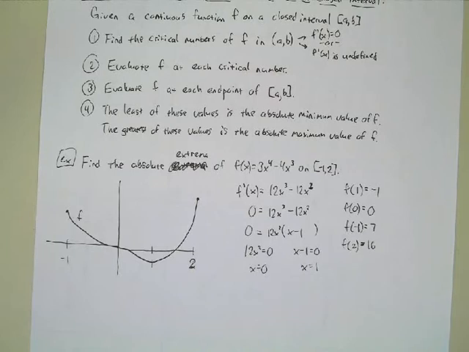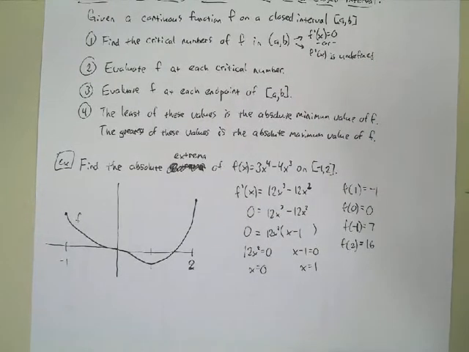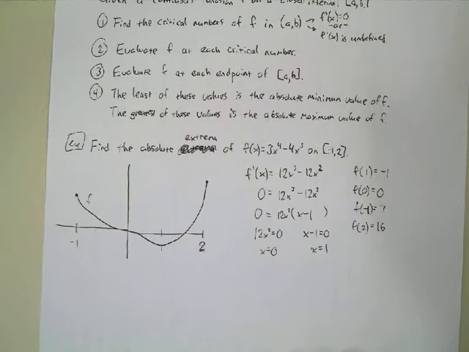So now, wait, why do we evaluate the function at each endpoint? Because those could also be the highest or lowest points of our function. If we're trying to find the absolute maximums or absolute minimums, those could be the highest or lowest points. Relative maxes and relative mins will never occur at endpoints like that.